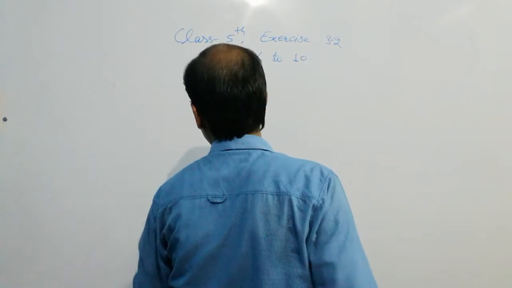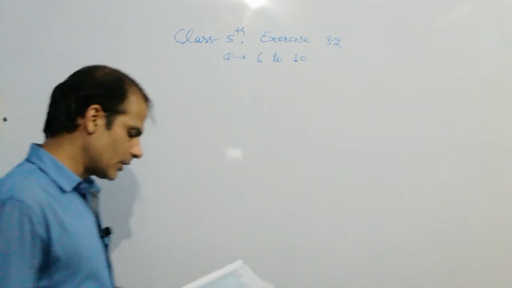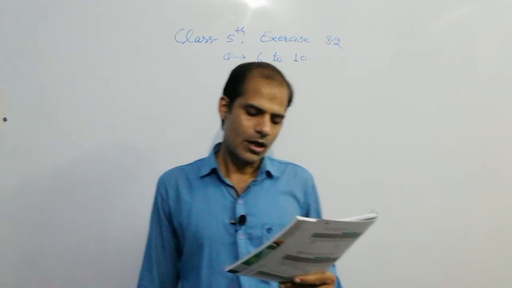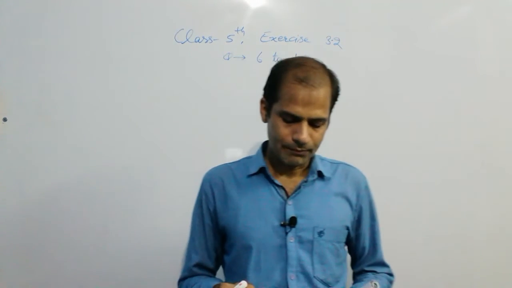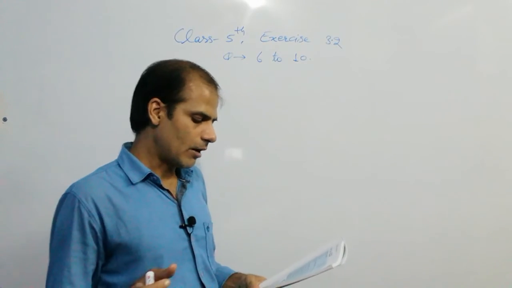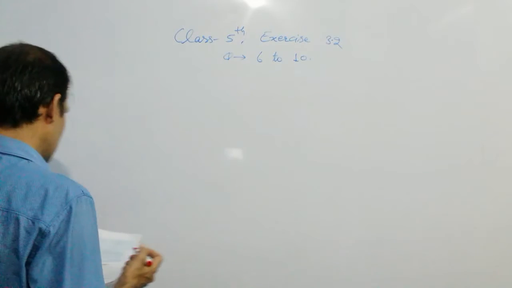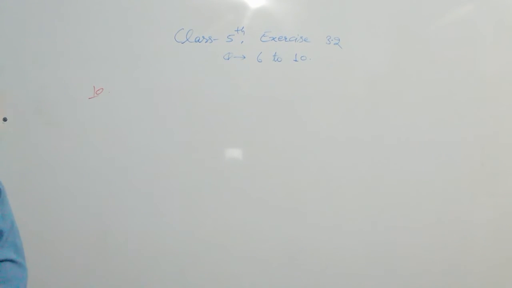Next and last question of this exercise, question number 10. The question is, a total of 682 oranges are packed equally in 31 cartons. How many oranges are packed in one carton? Okay, again it is required for one carton, so we have to perform the division. Now we have to write oranges packed in one carton.